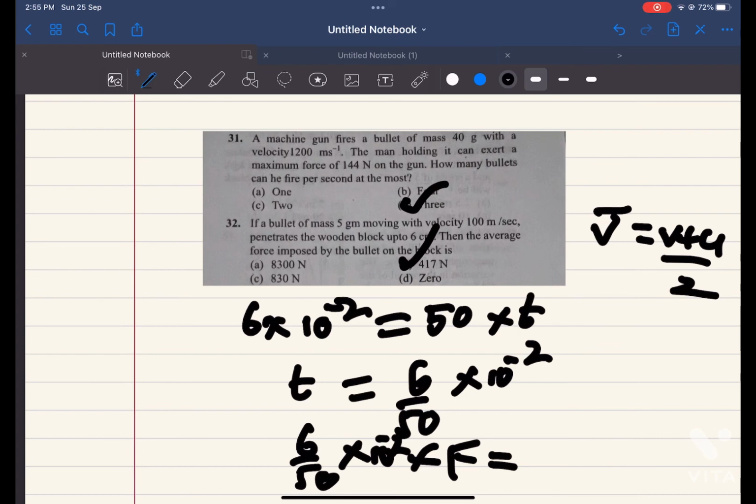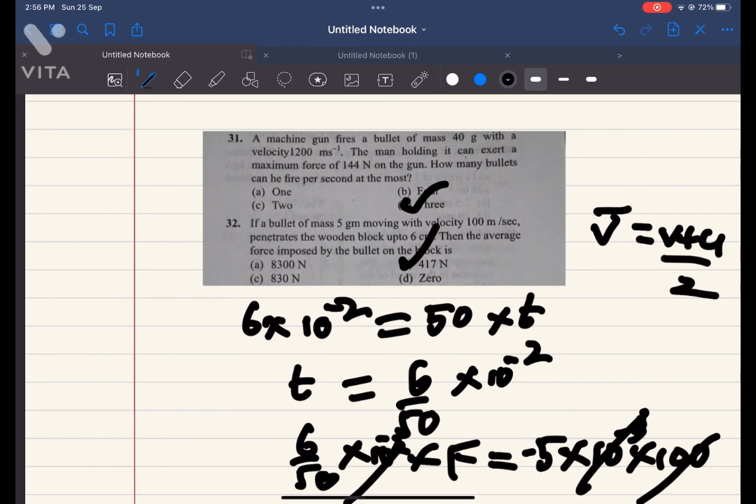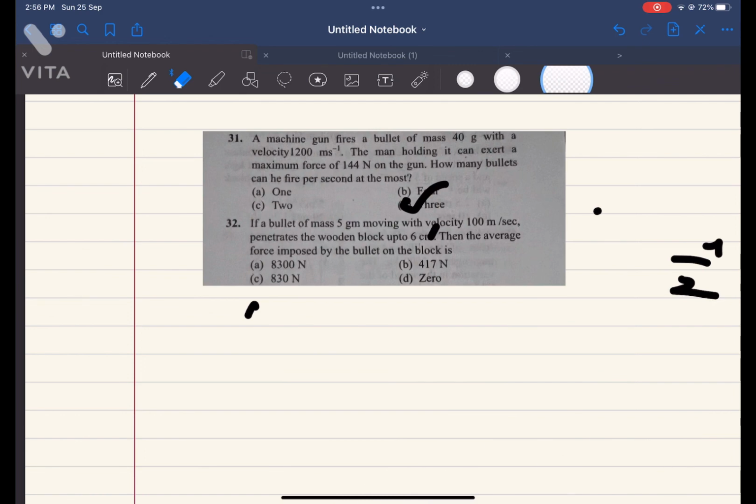Now force into time is change in momentum, and the change in momentum is the mass of the bullet into the change in velocity of the bullet, which is minus 5 into 10 power minus 3 into 100. The initial velocity is 100 meters per second and the final velocity is 0. Therefore we have a negative sign indicating the retarding force. Therefore the answer comes out to be 417 Newton after solving for the average force.